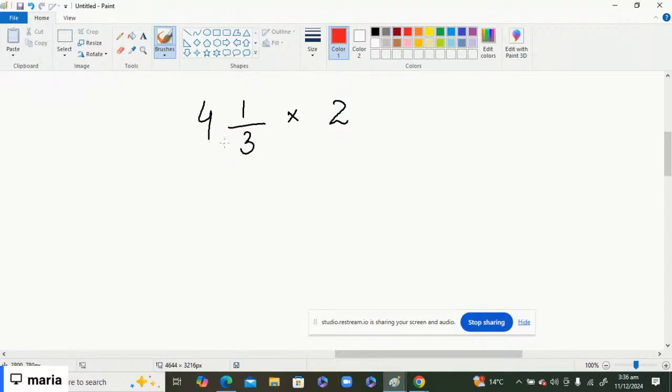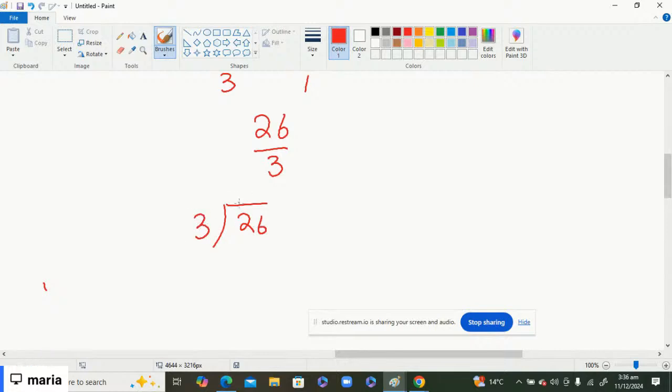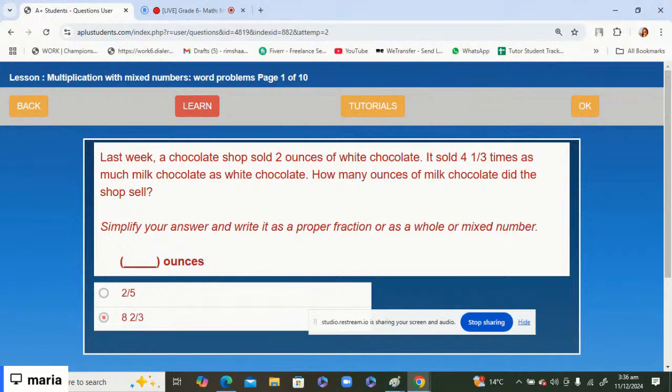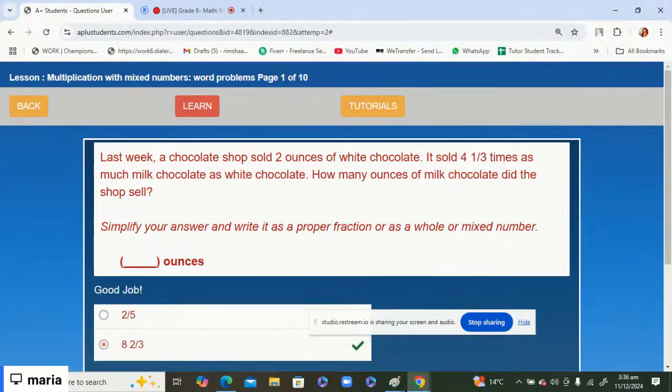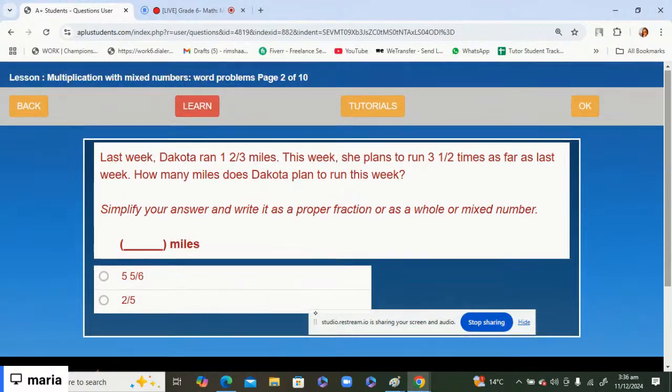So how can we solve? 4 times 3 is 12, plus 1 is 13 over 3, times 2. So 13 times 2 is 26 over 3. Now if you want to divide it, 26 by 3: 3 times 8 is 24 and 2 is left. So the answer is 8 and 2/3. And here we get the answer, and that is the right option. Hope you guys understand this lesson as well.